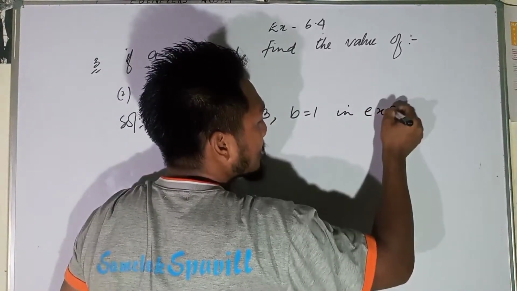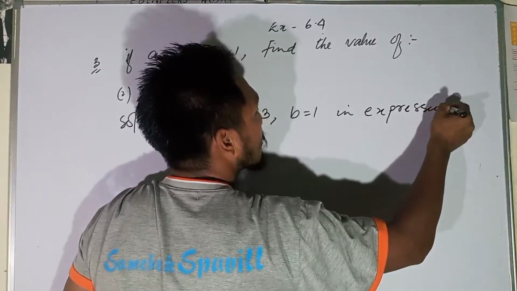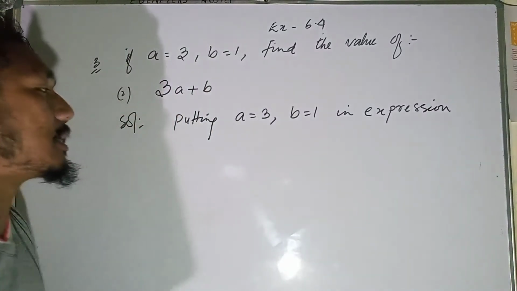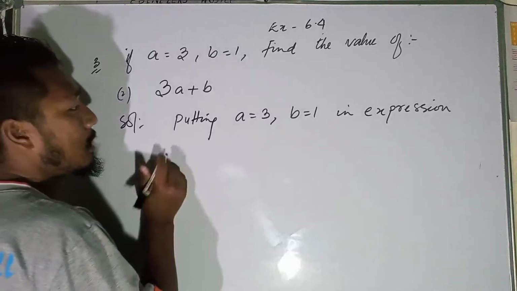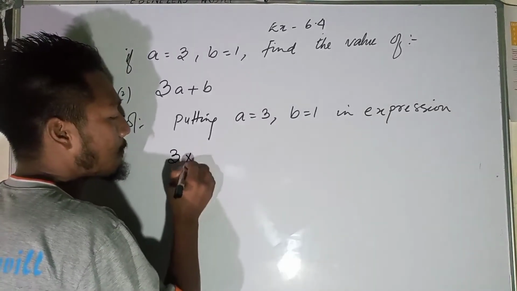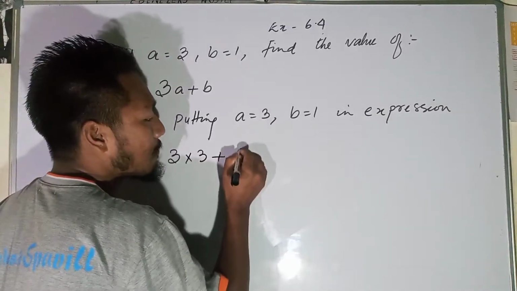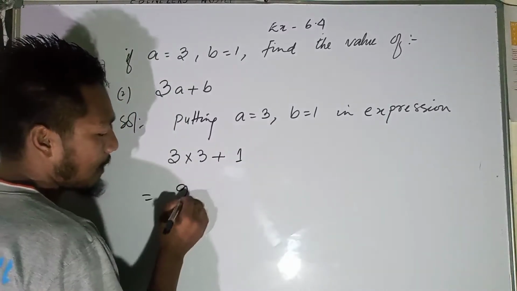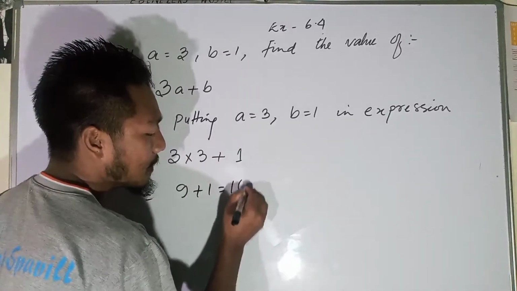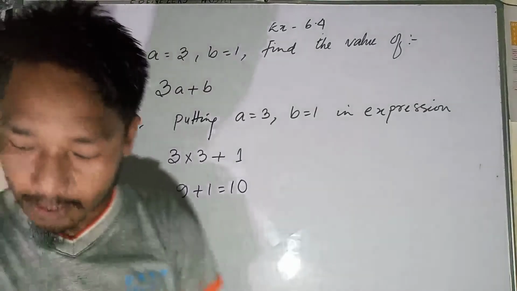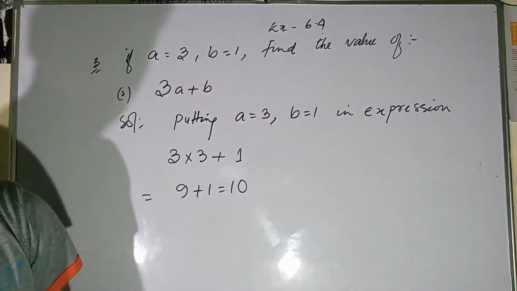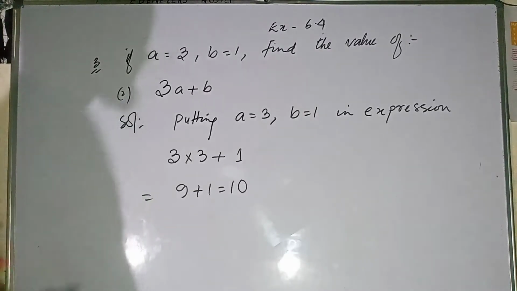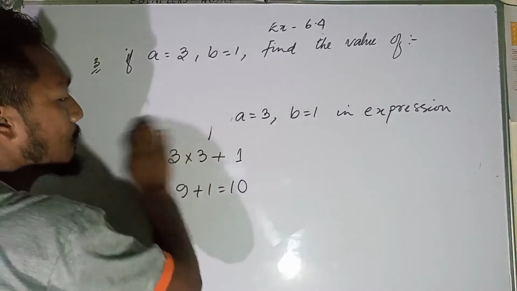We have to put a is equal to 3. If you don't know what substitution is, then you can also write putting a is equal to 3, b is equal to 1. That's the same sentence. So wherever a is there, I have to put 3, and wherever b is there, I have to put 1. So 3 times 3 is 9, plus 1, your answer becomes 10. So in this way we have to solve. Okay, so one more question, let's say Roman number 4.